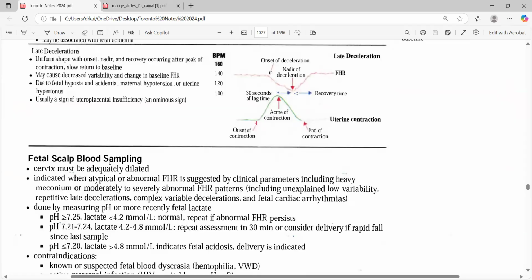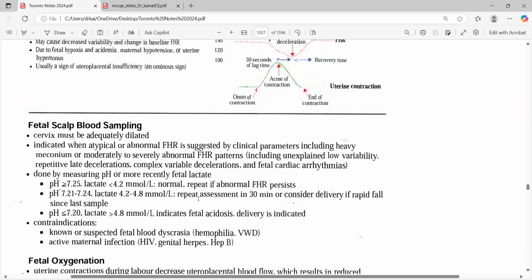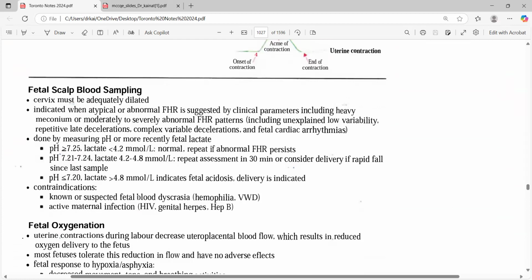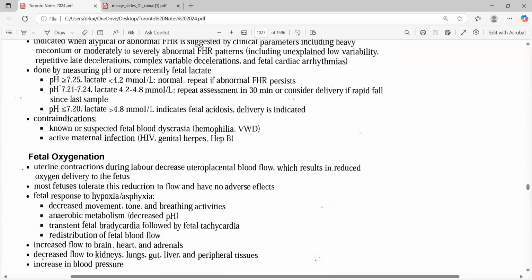Then fetal scalp blood monitoring. In this one, we check that the cervix is already dilated and the fetal heart rate is abnormal. In that case, we go for it, checking the lactate to see if there is any acidemia or acidosis going on. We don't do it in blood dyscrasias, because the bleeding will not stop.